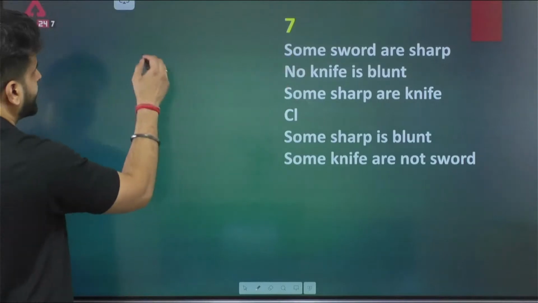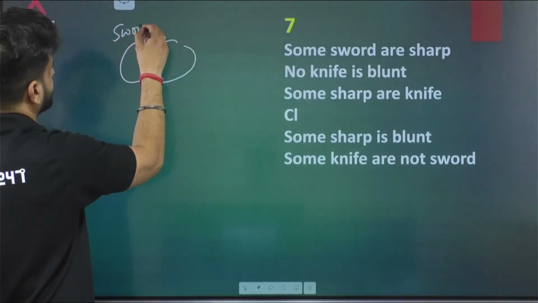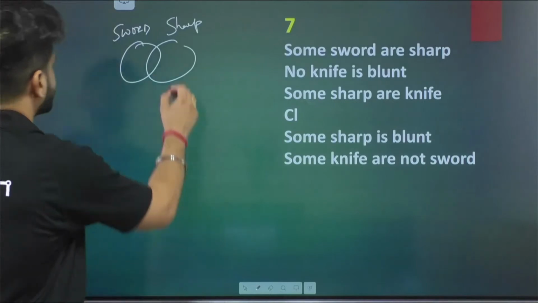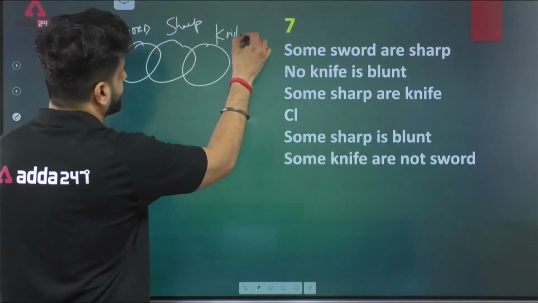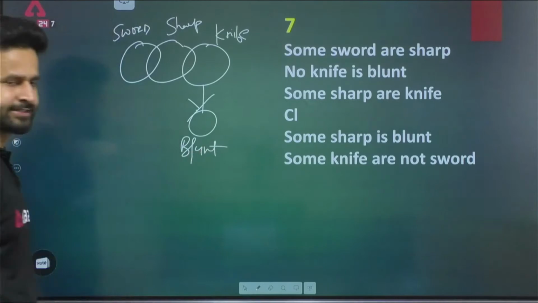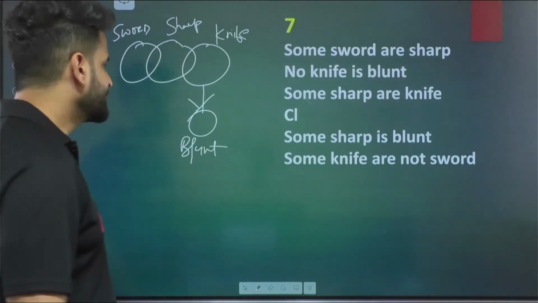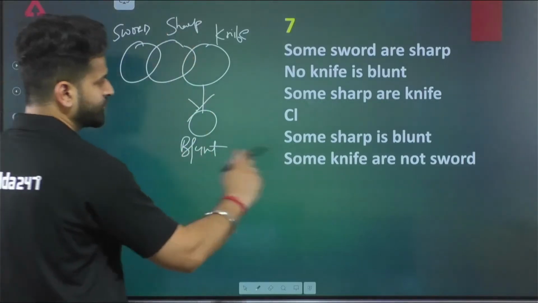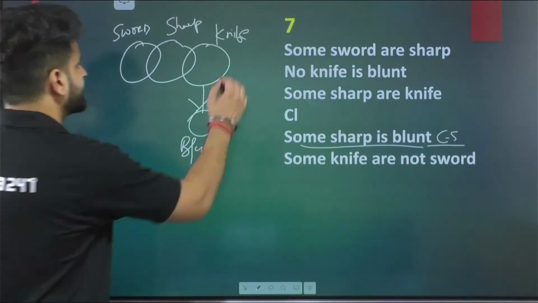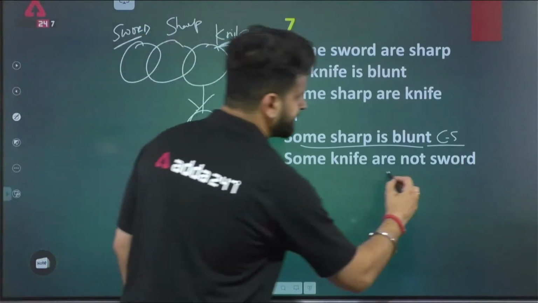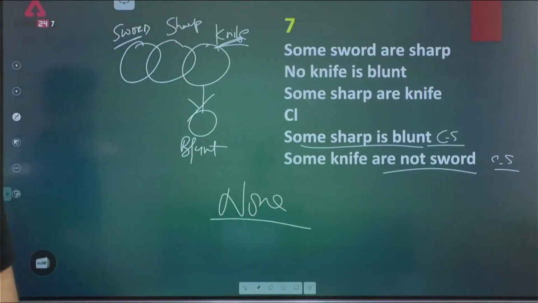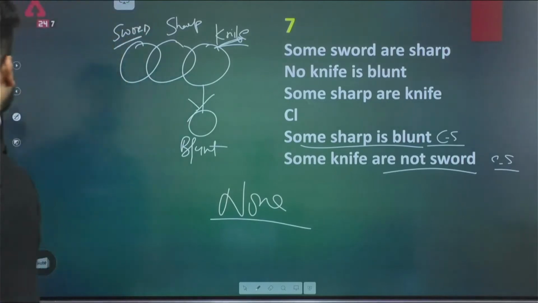Moving forward. Some swords are sharp. No knife is blunt. Some sharp are knife. So some sharp are knife and no knife is blunt. This is your Venn diagram. Talking of conclusions: some sharp is blunt. So this is sharp, this is blunt. There is no relation between sharp and blunt. Doubtful. Some knives are not swords. Again, this is knife, this is sword. Again, no relation, no overlapping, nothing. So again, we cannot say anything for sure. Answer will still be none. None of the given conclusions is following, right? Moving on to the next question.